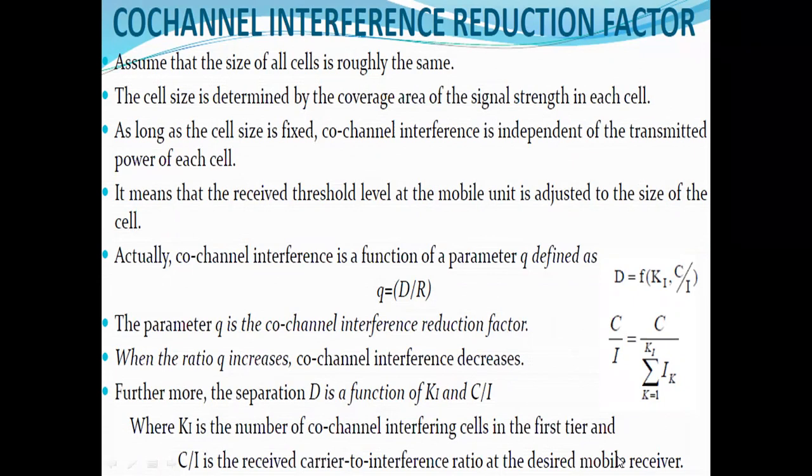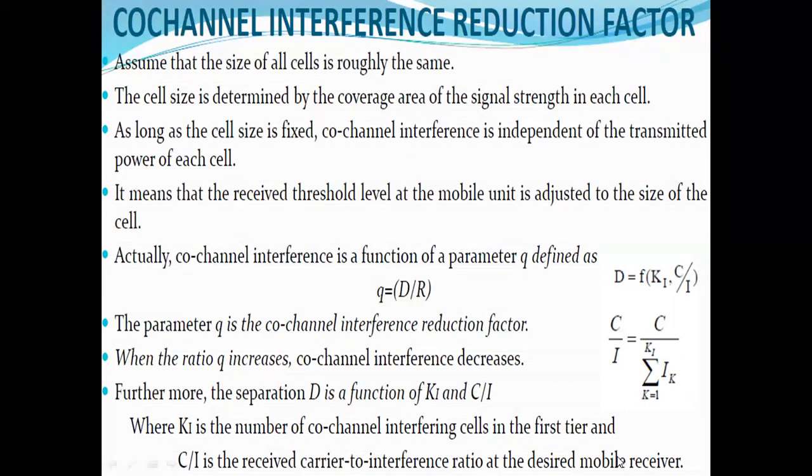with the help of the coverage area and the signal strength in each cell. If I take the cell size as fixed, we know that co-channel interference is independent of the transmitted power of each cell. So we have a received threshold level on our mobile unit that is adjusted to the size of the cell.